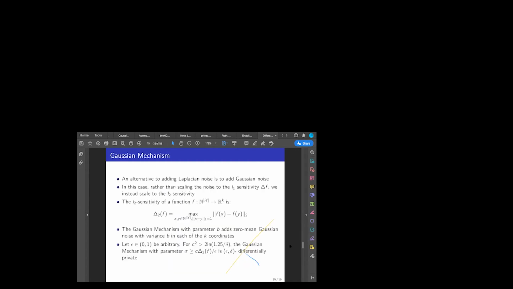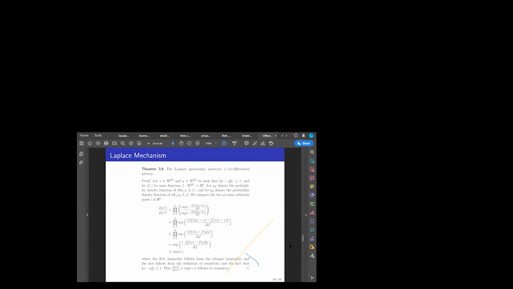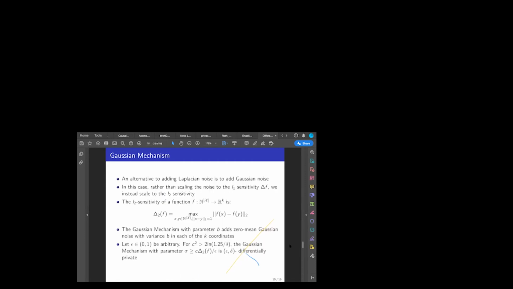Moving on, there are several other mechanisms apart from the Laplace mechanism which can be used to output differentially private data. Another commonly used mechanism is the Gaussian mechanism. An alternative to adding Laplacian noise is to add Gaussian noise. In this case, rather than scaling the noise to the L1 sensitivity of the function, we scale it to the L2 sensitivity. L2 is nothing but the Euclidean norm.